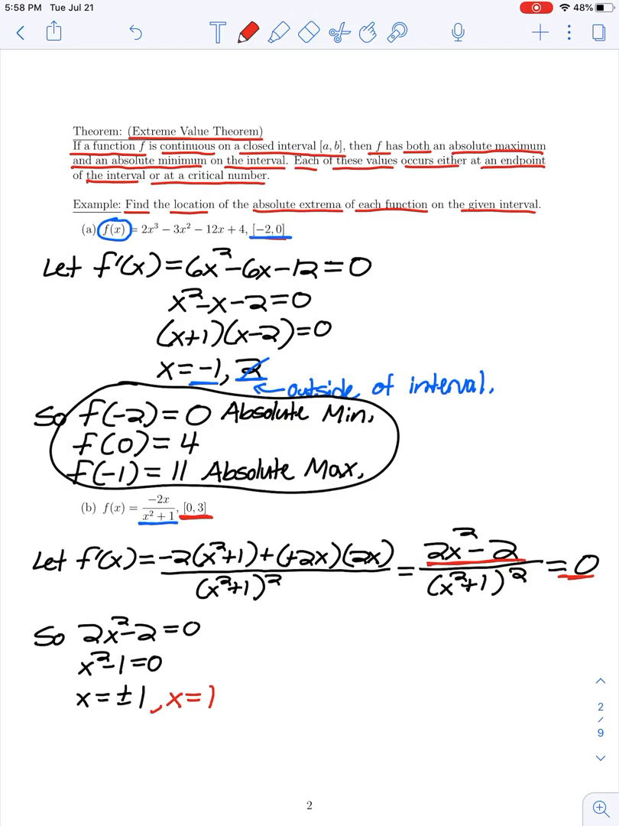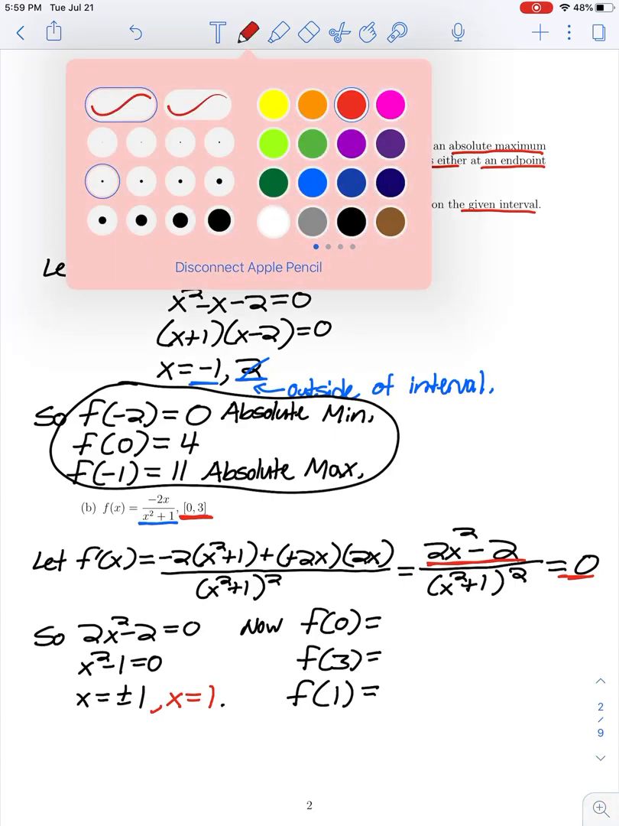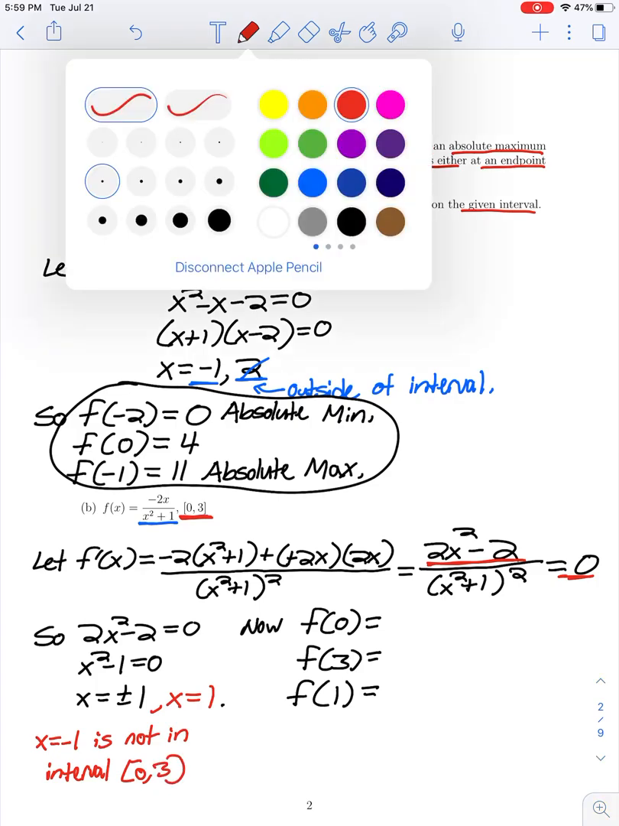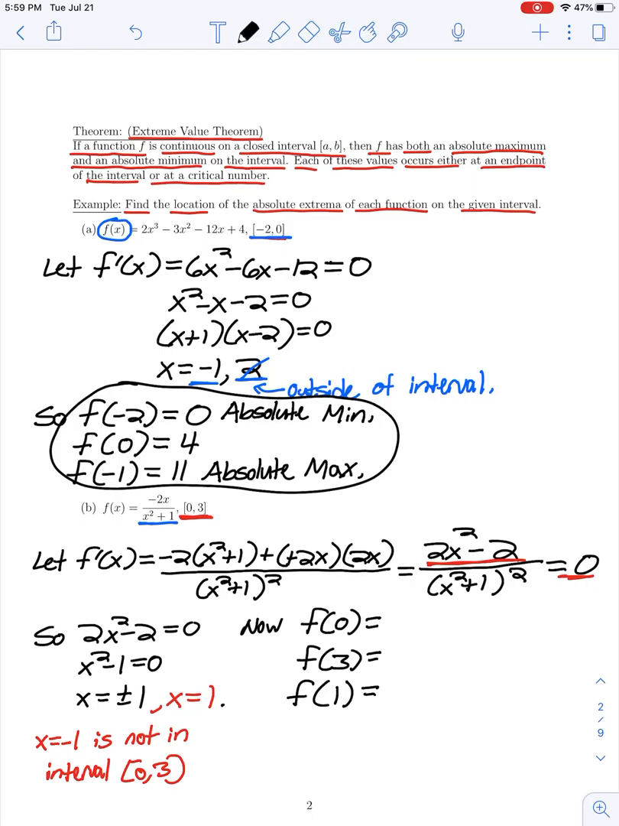Now, to determine the absolute extrema of the function over this interval, we're going to evaluate our function at the endpoints, which were 0 and 3, as well as at any critical values within our interval. The only one within the interval was 1. We might make a little note that x equals negative 1 is not in the interval from 0 to 3, so we're only considering that positive 1 value. So let's see what we get.